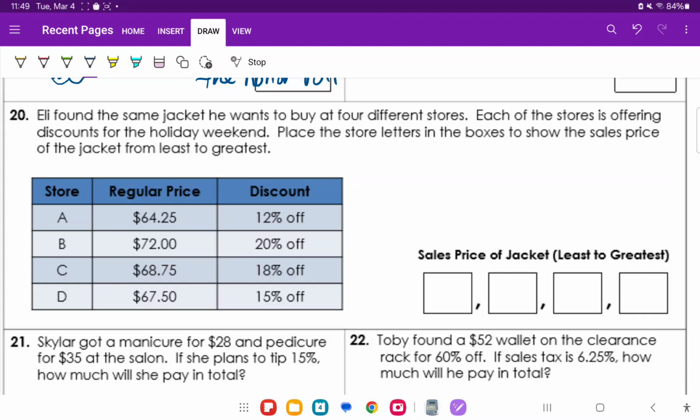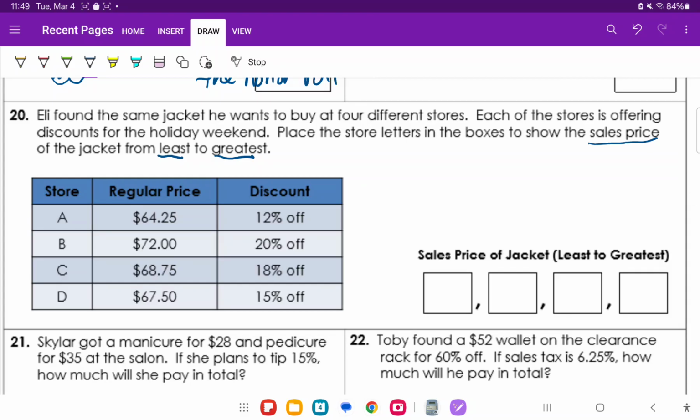On number 20, Eli found the same jacket he wants to buy at 4 different stores. Each of the stores is offering discounts for the holiday weekend. Place the store letters in the boxes to show the sales price of the jacket from least to greatest. Now, they're not asking for the discount, they're asking for the sale price, okay? So we're going to find the discount and then subtract it, okay? And then we'll know our answer.